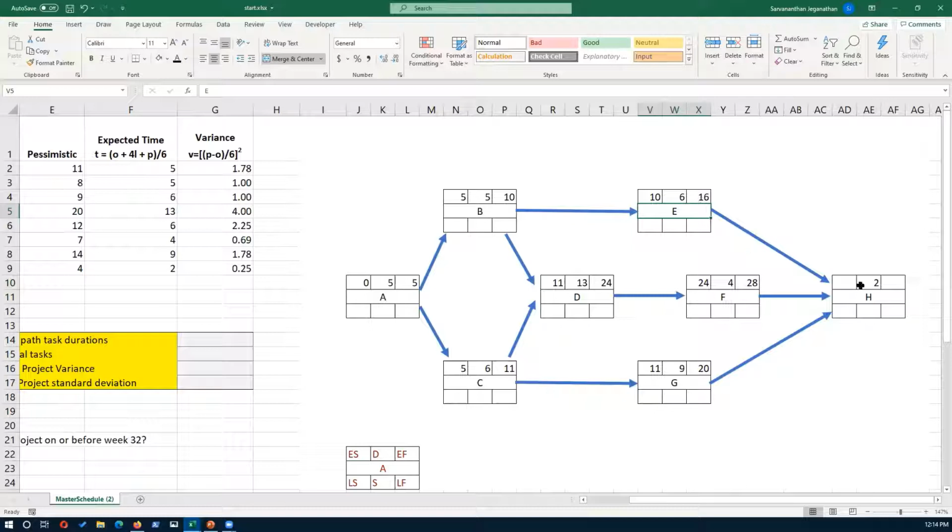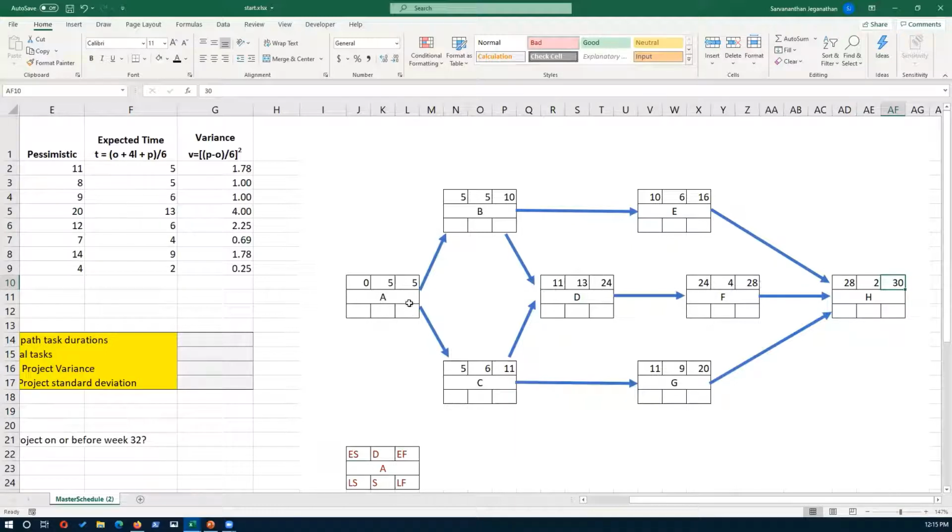And now you have to find the early start time of H. Now, again, H is dependent on E, F, and G. So you take the maximum out of these three. So the maximum is 28. So that's going to be 28 plus 2, 30. So that's the end of forward pass. We have found the total duration of the project, which is 30 weeks.